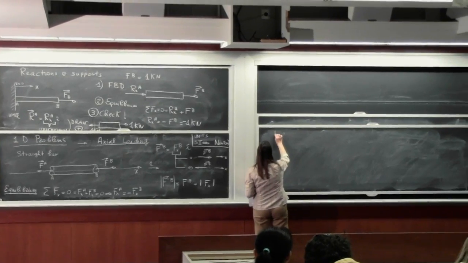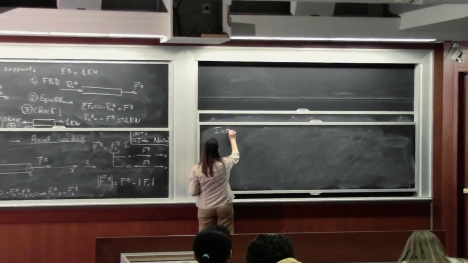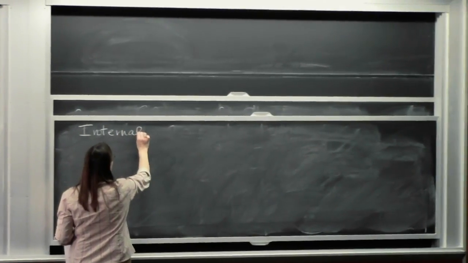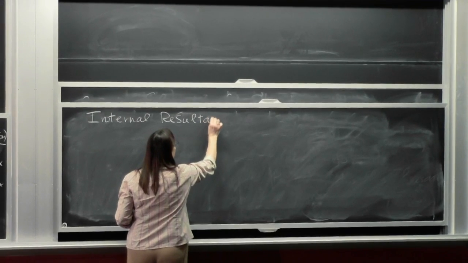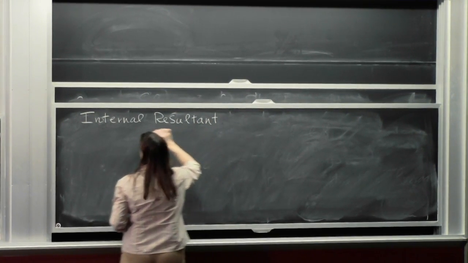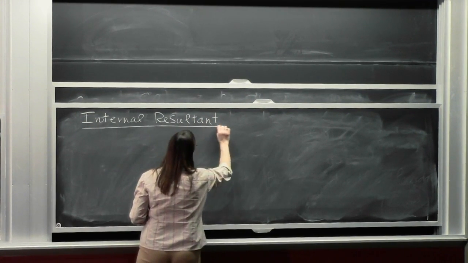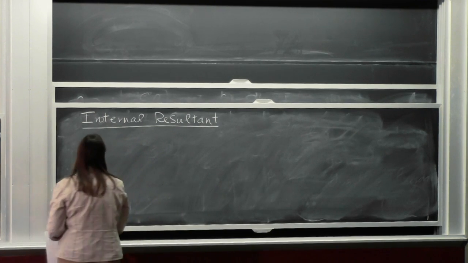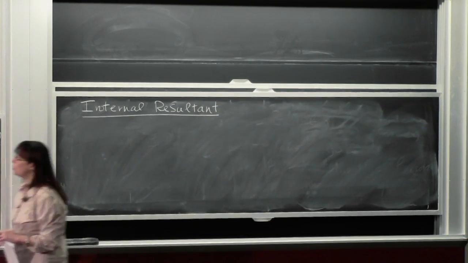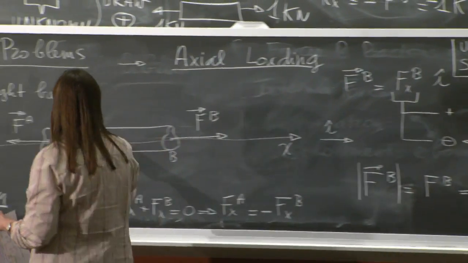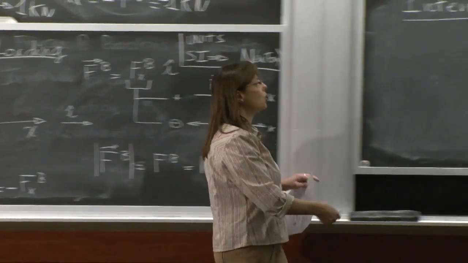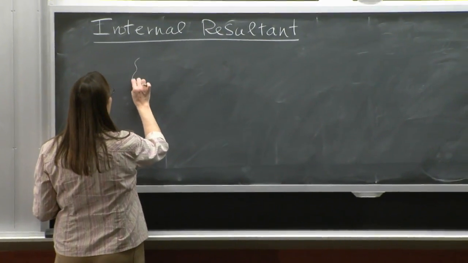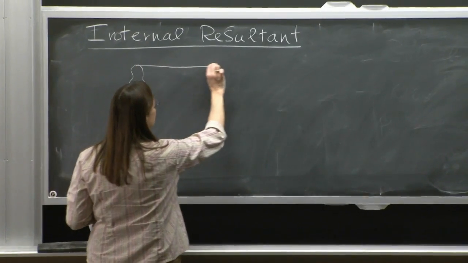So you're going to find internal resultants of a structure in axial loading. The idea is the same idea that you have here. It is the same structure as this one, but now you're asking yourself, what must be going on inside the structure? So here is the structure.